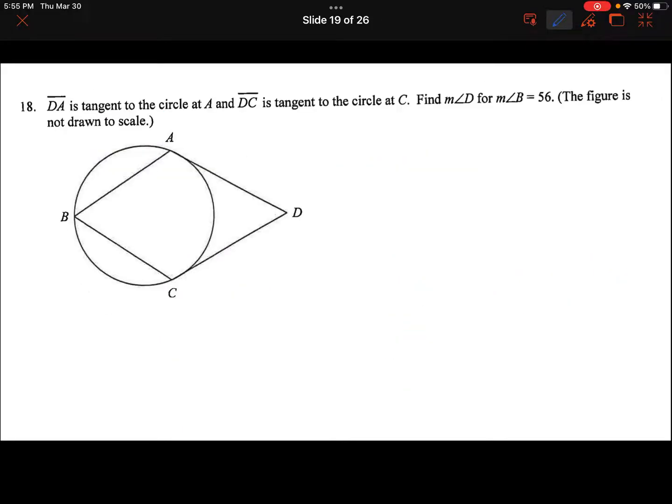71. Okay, looking at 18 here. This says that DA is a tangent to a circle at A and DC is a tangent at C. It wants us to find the measure of angle D for angle B being 56 degrees. Well, here's a fun one.